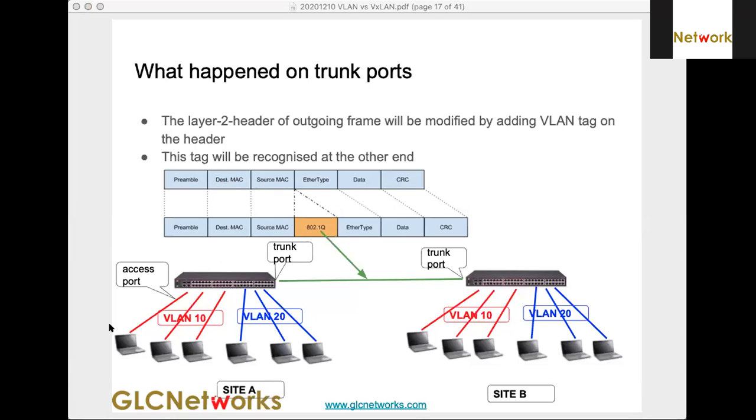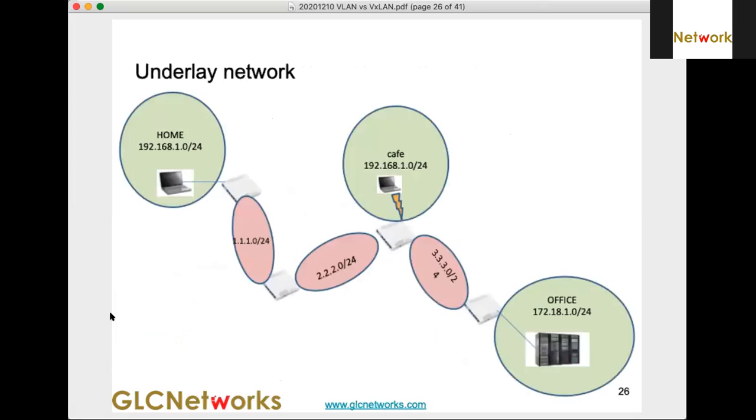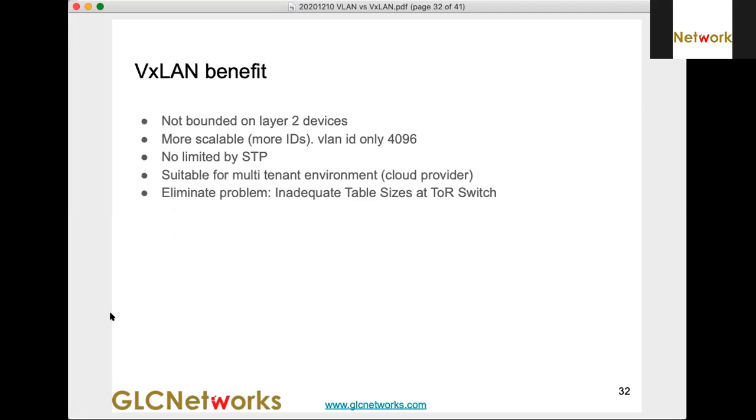But on VxLAN, it's not only layer 2, but it's on layer 3. So VxLAN is a layer 3 technology, can be implemented in the switch and the router, and other devices that support VxLAN. It's more scalable, more IDs, so it's much larger than just 4096. It's not limited by STP and suitable for multi-tenant environments, for example, cloud providers.